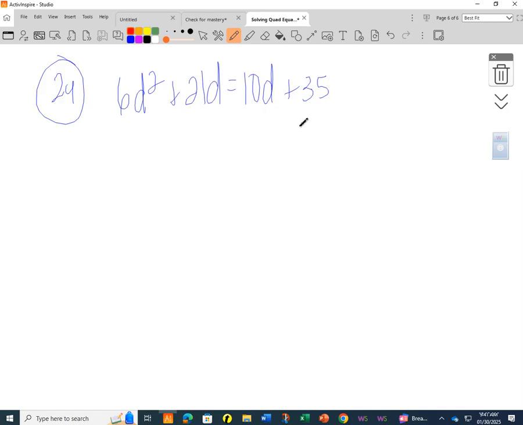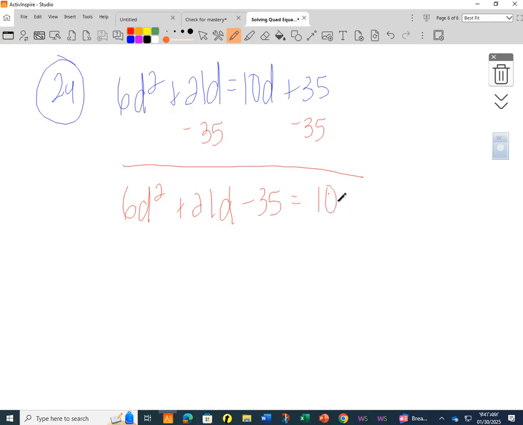35. Okay, so we're going to subtract 35 from both sides, because that's how we get that to 0, right? 35 minus 35 is 0. So now what we have is 6d squared plus 21d minus 35 equals 10d.